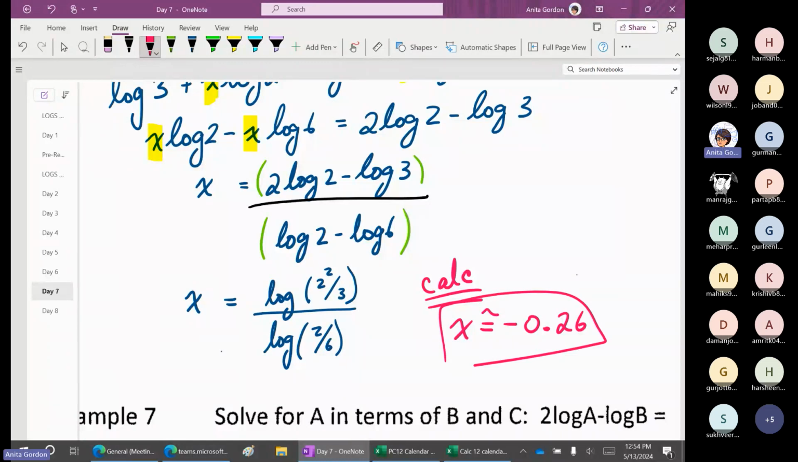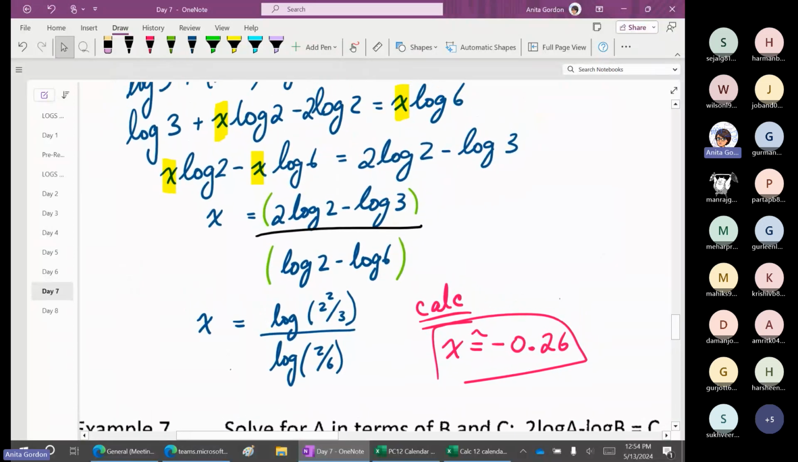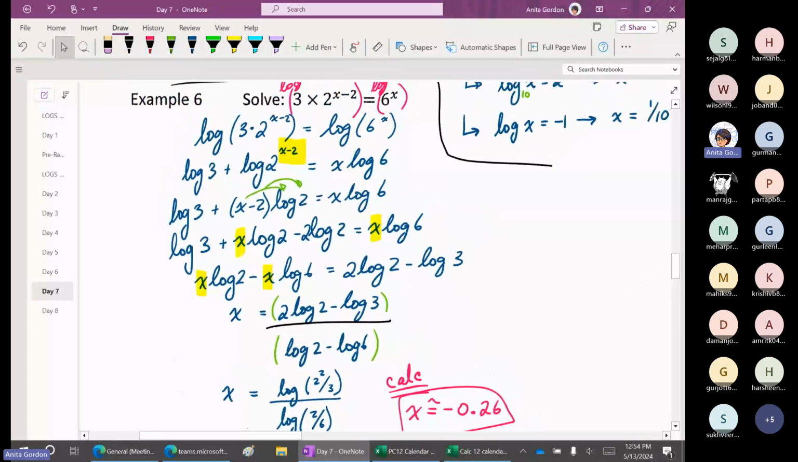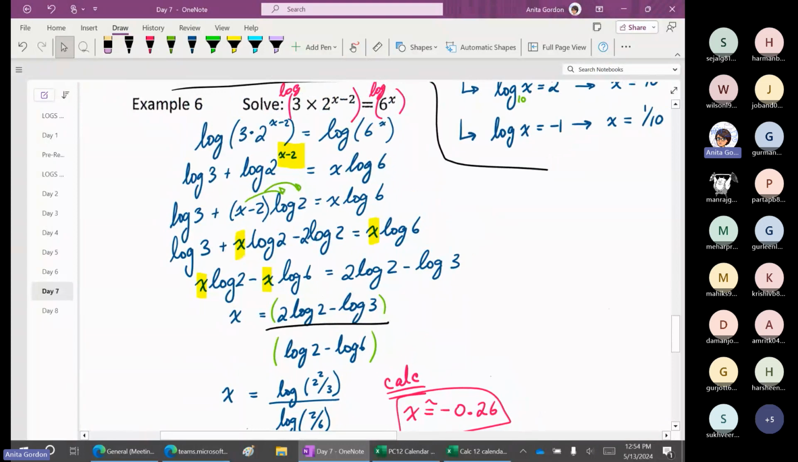Do I have to check restrictions here? Does my original equation have logs in it? No, so I don't have to worry about restrictions. We only worry about restrictions when the original equation has logs. If the original does not have logs, we don't have to worry about it. Questions, comments, concerns?